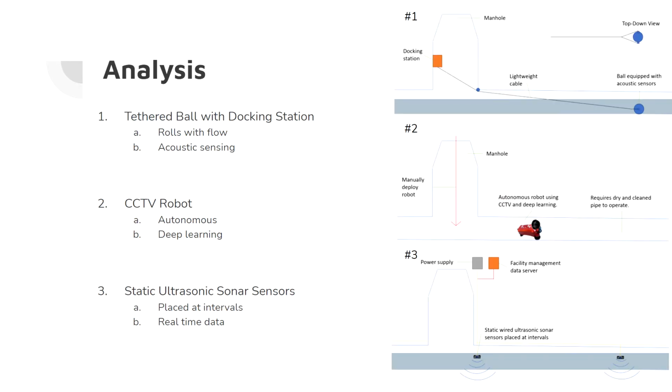A broad range of concepts were formed using the functional analysis and existing inspection and sensing research. The first alternative was a tethered ball with a docking station. The ball rolls with the wastewater flow and uses acoustic sensing to listen for leakages. The second alternative was a CCTV robot, which autonomously navigates the sewer system and uses deep learning to identify leakages and blockages. The third alternative was static ultrasonic sonar sensors placed inside the pipe at certain intervals. They send real-time data to the facility management.